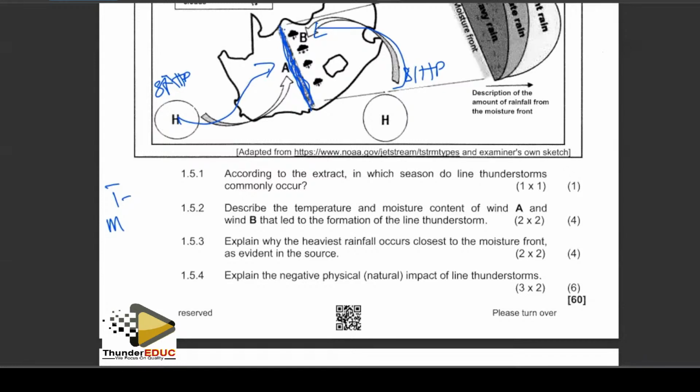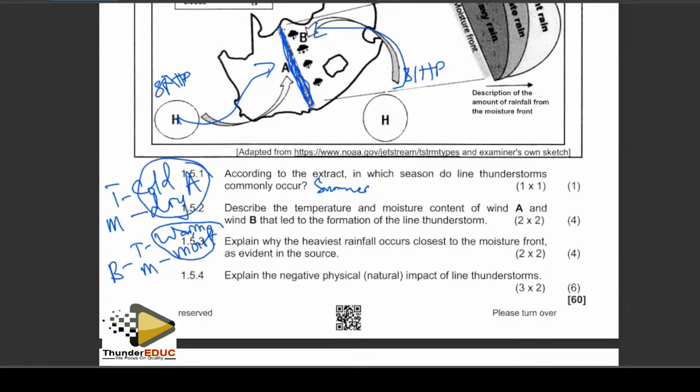So what are we saying here? Here we found that the answer is summer. Starting with A, it is from the South Atlantic high. It's cold, that is its temperature, and its moisture is dry. This is A. And we go to B. What about B's temperature and moisture? B, the temperature is warm. It's coming from the Indian Ocean, and the moisture is moist. So that's the difference. This one is warm and moist from the Indian Ocean. This one is cold and dry from the Atlantic Ocean.